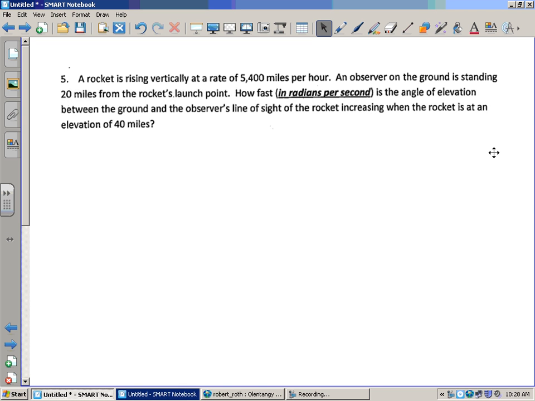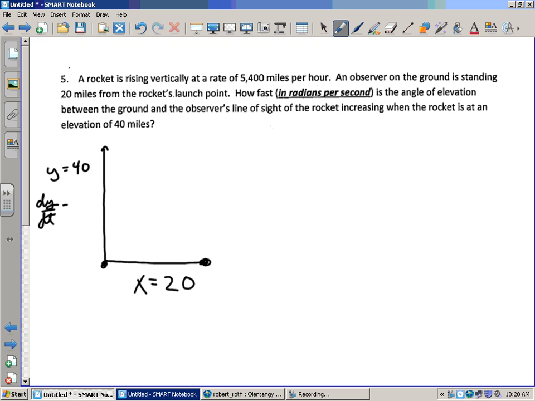In this related rate situation, we're going to look at a rocket that is rising vertically. This represents our rocket. We have an observer on the ground standing 20 miles from the rocket's launch point. So here's our observer. Let's call the distance between the observer and where the rocket was launched x. We know x is 20. We know that side is not going to change, that distance. The rocket rising vertically at the moment is at 40 miles, and that side of this triangle is changing.